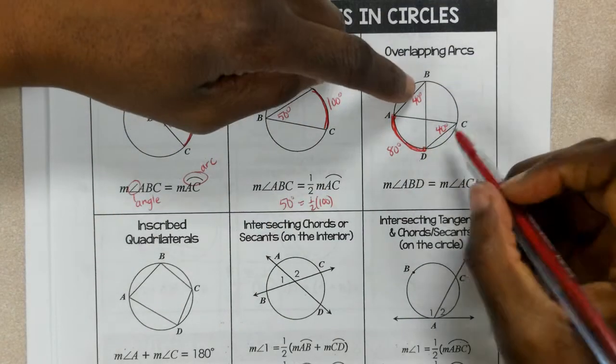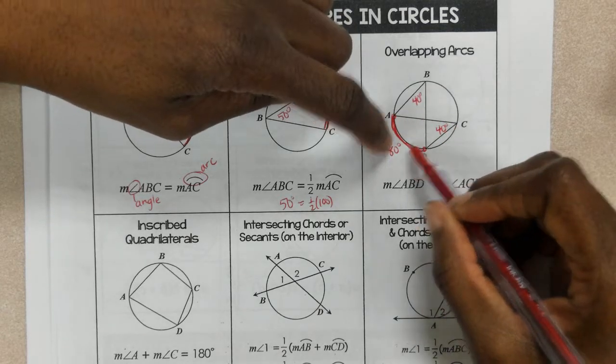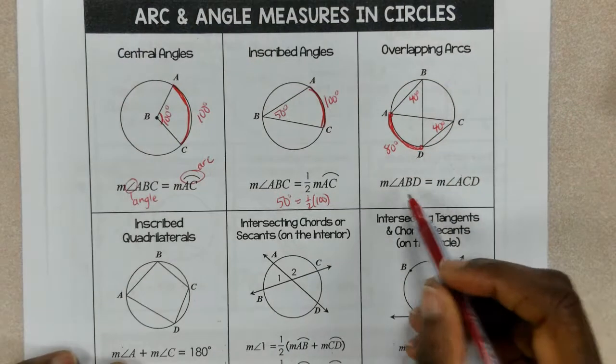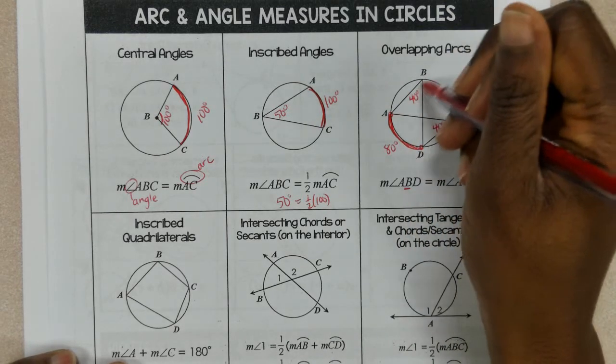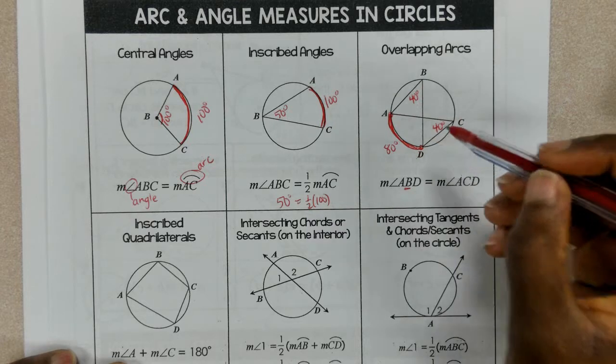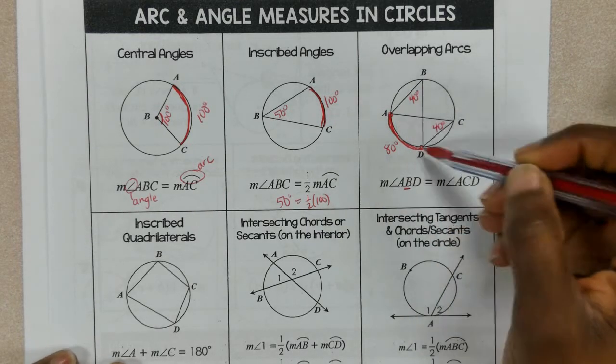So two angles that open up to the same arc must be equal to each other because you're cutting the same number in half. So in this case, angle ABD, which is really referring to angle B with the sides BA and BD, and angle C with the sides AC and CD, will be equal to each other because they're opening to the same arc.